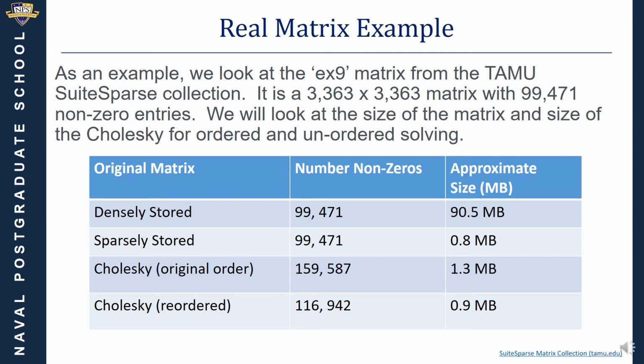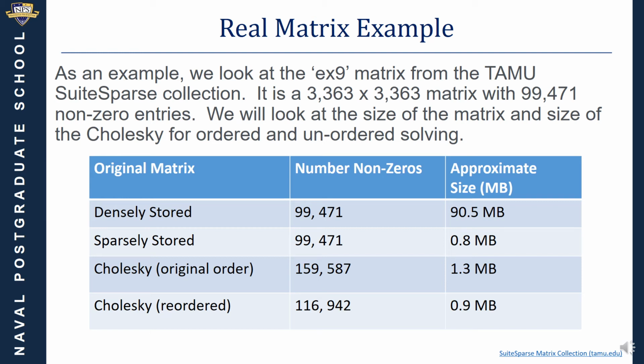Let's look at an example from an actual matrix. In this case, we're using the EX9 matrix from the Texas A&M SuiteSparse collection, which is a publicly available collection of large sparse matrices from various fields. This particular large matrix was generated in the 1990s and is related to fluid flow problems. We see value added immediately from going from the dense storage format to the sparse storage format. Only storing the non-zero elements saves significant amounts of space.